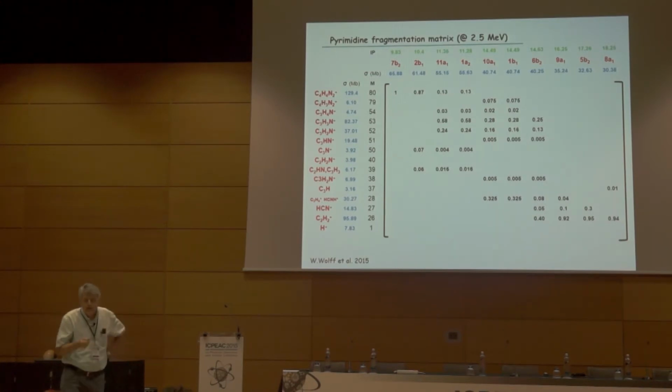If you go to electrons or protons, or if you go to photons, there is no reason why this fragmentation matrix should change. You're going to change the cross-section here. You're going to change the fragment yields here, but this should be the same.